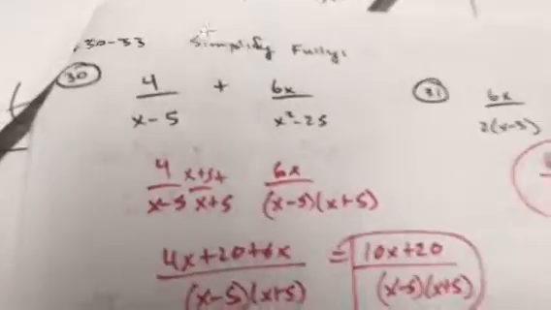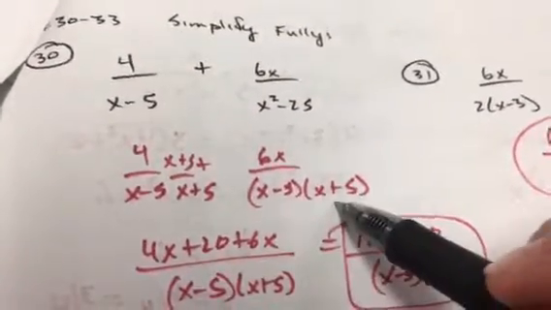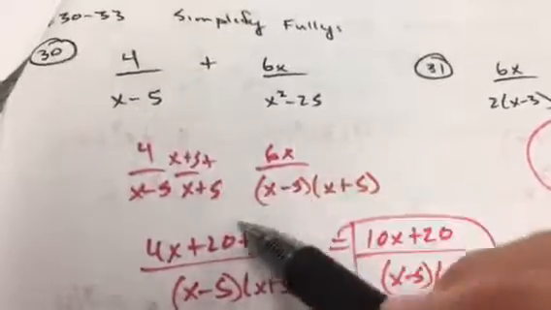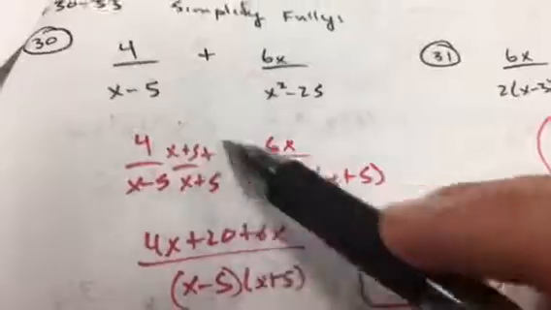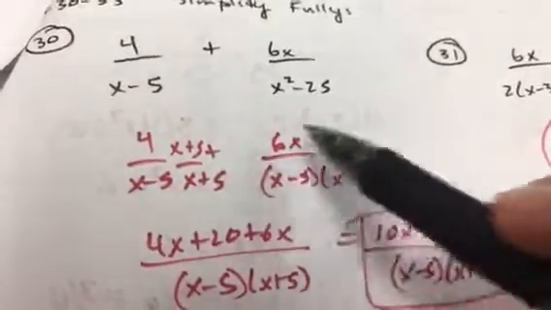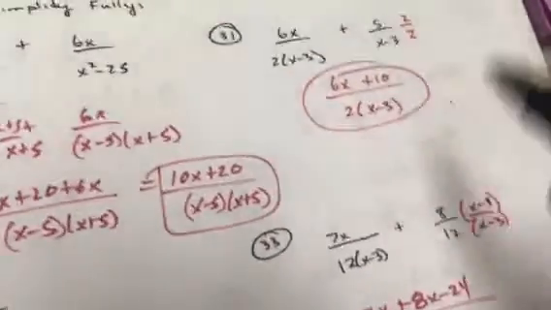On the next one, folks, you got to factor this. X squared minus 25 becomes x minus 5 times x plus 5. If this already has the x minus 5, then you need to give it the x plus 5 over x plus 5. Distribute: 4x plus 20 plus 6x. Get 10x plus 20 over x minus 5 times x plus 5.